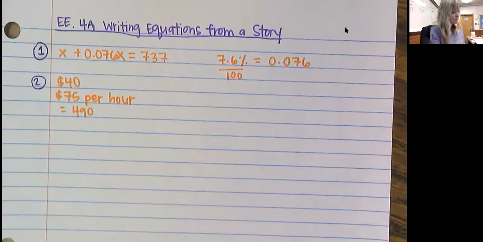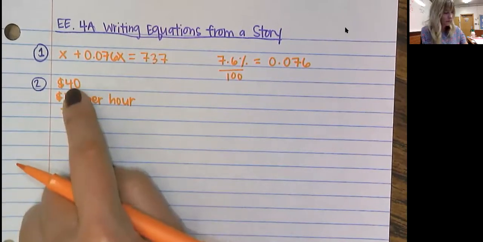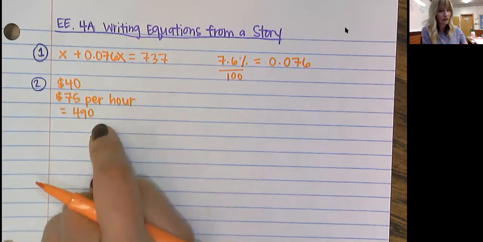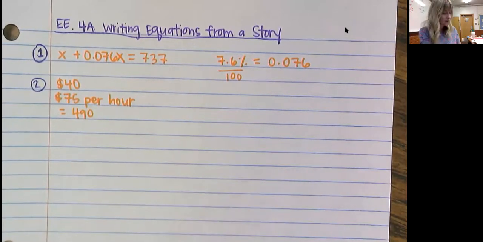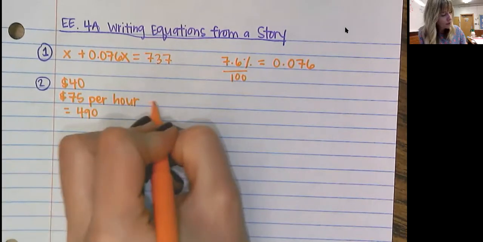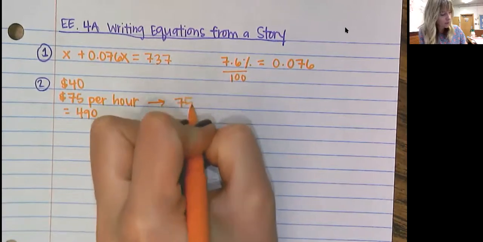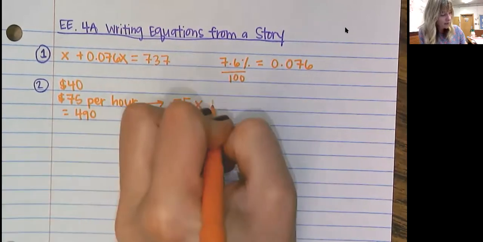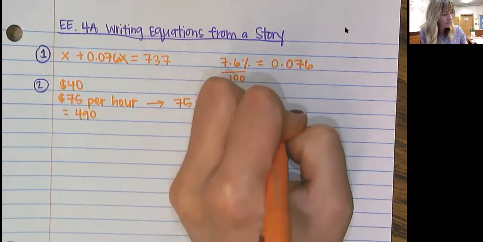Okay, so here's what I just wrote down as I read that. It's a $40 fee just to get there, and then it's $75 per hour, and it equals $490. And then back on Canvas, it says X equals the number of hours. So we know that whatever is per hour is what goes with X. So my equation is going to be $75 per hour plus the $40 fee equals the total of $490.